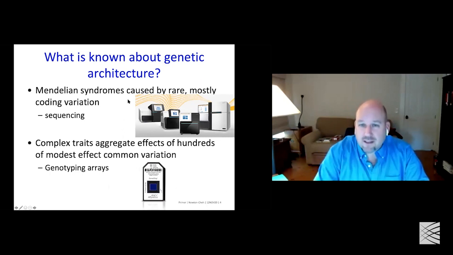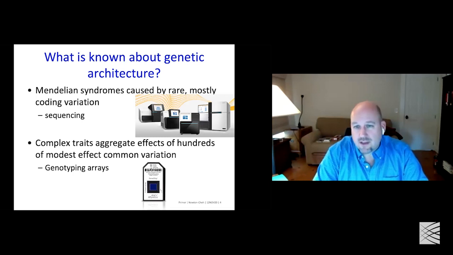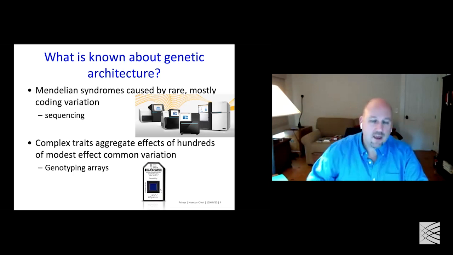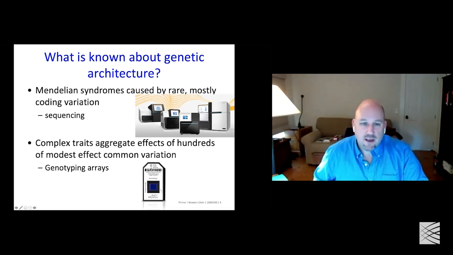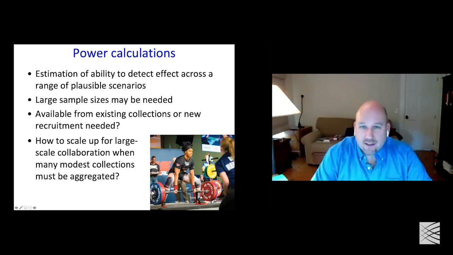Are they Mendelian syndromes that are thought to be mostly caused by rare, mostly coding variation, in which one would need to do large-scale sequencing, or is it a complex trait that is likely to aggregate effects from hundreds of common variants, as well as rare variants, as well as environmental factors, in which case genotyping arrays can be much more efficient ways to have a large enough study to be adequately powered. And I think it's really important to be pretty formal about it.